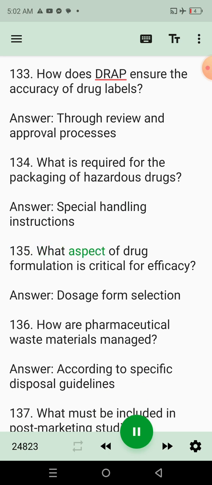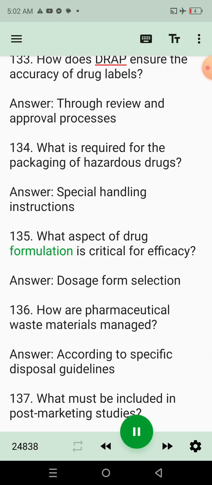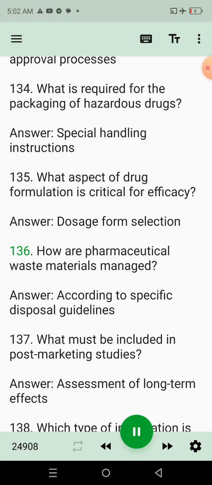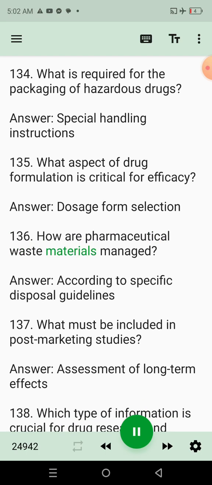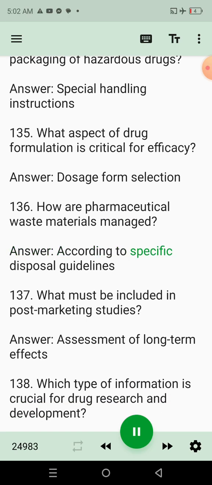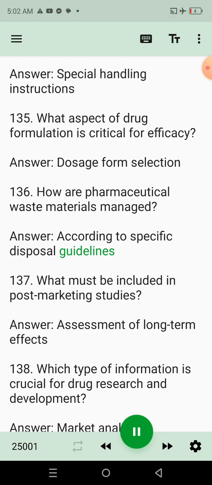135. What aspect of drug formulation is critical for efficacy? Answer: dosage form selection. 136. How are pharmaceutical waste materials managed? Answer: according to specific disposal guidelines.